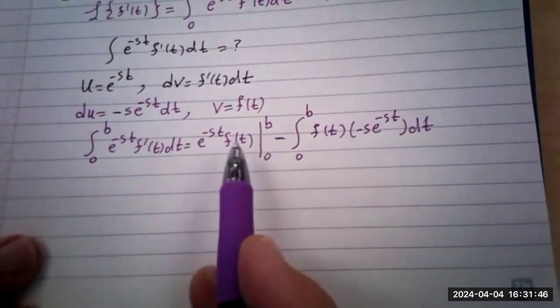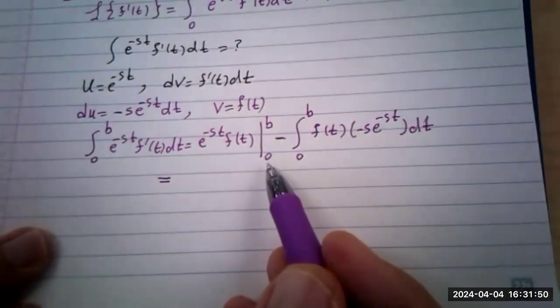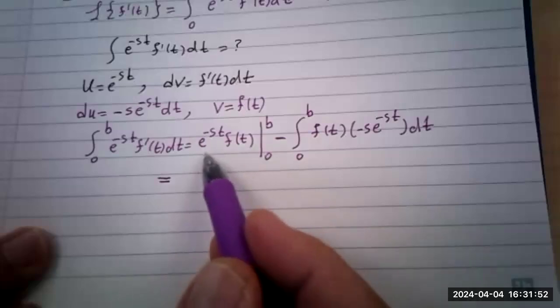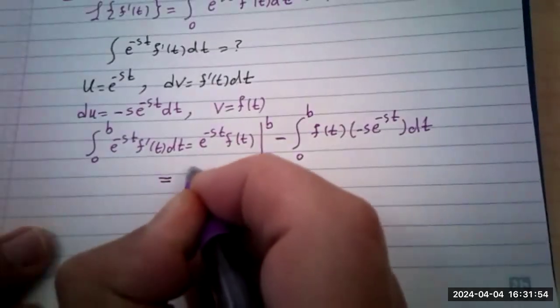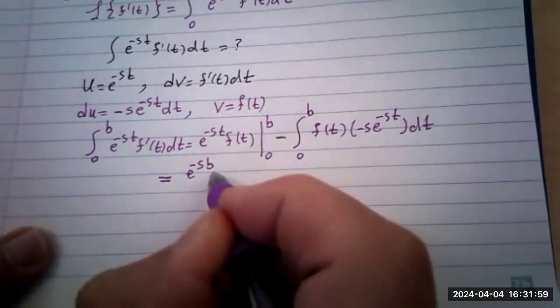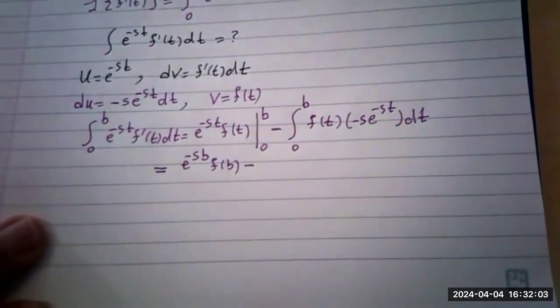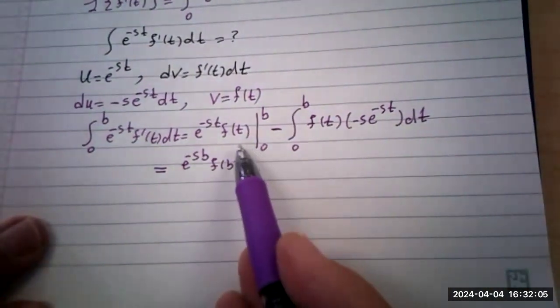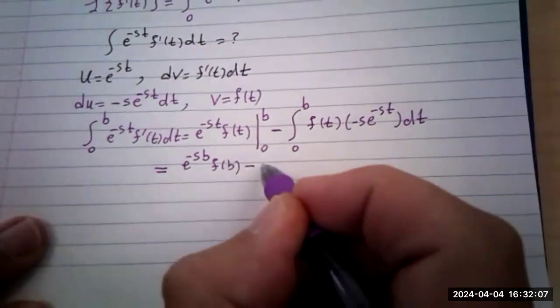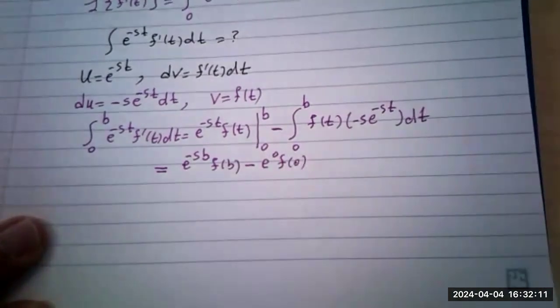Okay, let's work on this one. Substitute for t. So this is going to be e to the negative sb, if you take t equal to b, f of b, minus this one, replace t by 0. So minus e to the 0 times f of 0.